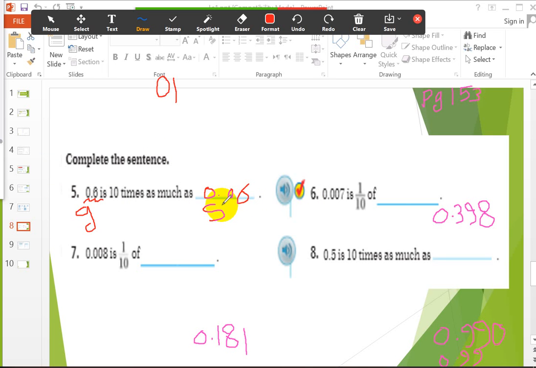Okay, type your question, Larissa. So this number is, as I told you, greater than this one by 10 times. This number is greater by 10 times than this number, 0.06. So 0.6 is 10 times as much as 0.06.